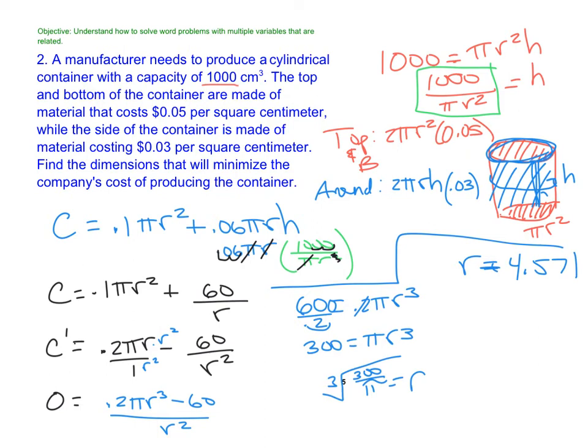Find the dimensions that will minimize the company's cost. So then h would be 1,000 divided by pi, and then that answer squared. I put that in my calculator and got 1.524. Just kidding, I typed in my calculator wrong. I put 100 instead of 1,000, so it should be 15.236. Right, and those are my dimensions.